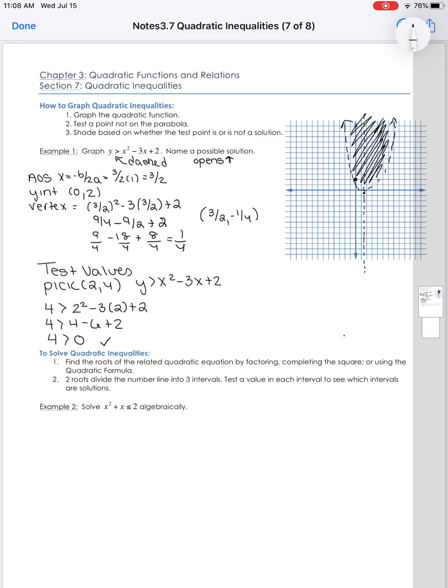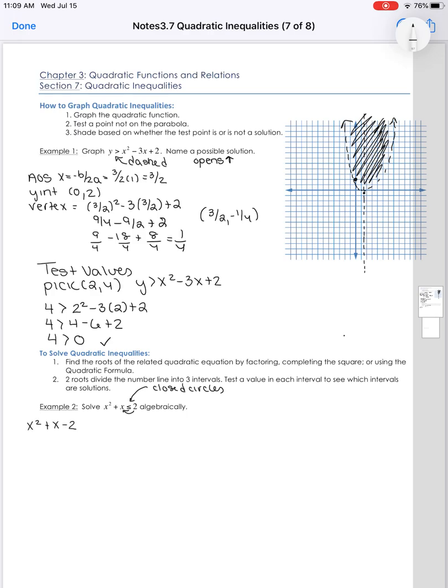So not only are we graphing on a coordinate plane, but we're going to be graphing on a number line. So to graph quadratic inequalities on a number line, we're going to find the roots of the related quadratic equation by factoring, completing the square, or the quadratic formula. And then with the two roots, we're going to divide the number line into 3 intervals, and we're going to test.